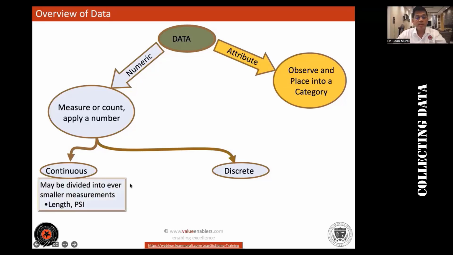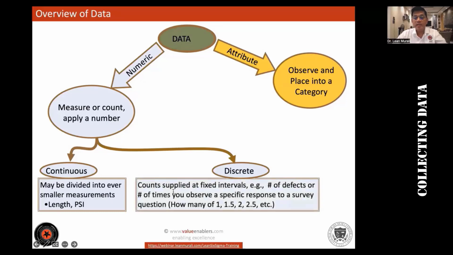So continuous data may be divided into ever smaller measurements, like length, pressure, weight, and all that. Discrete data counts supplied at fixed levels like defects, number of times a specific response to the survey questions, etc.